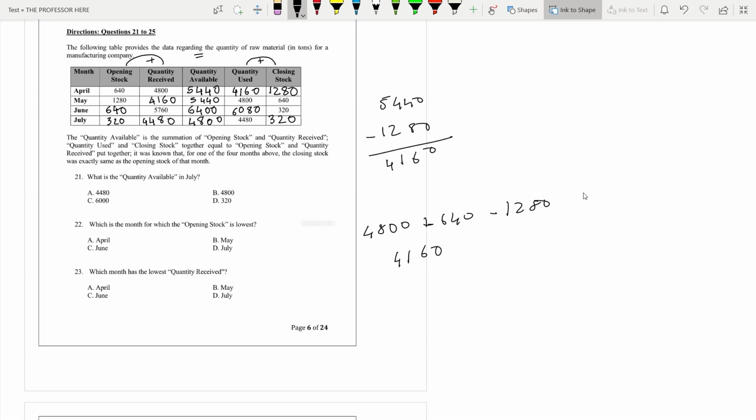Now let's go to the questions. Question number 21. What is the quantity available in July? The answer is 4800, option B. Question 22. Which is the month for which the opening stock is lowest? Option D, July. Question number 23. Which month has the lowest quantity received? Quantity received is lowest for May, option B.